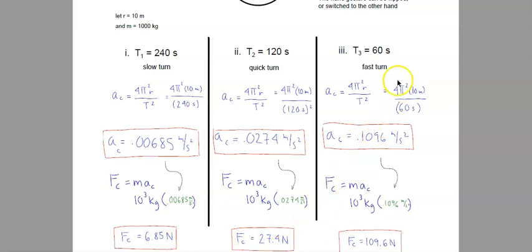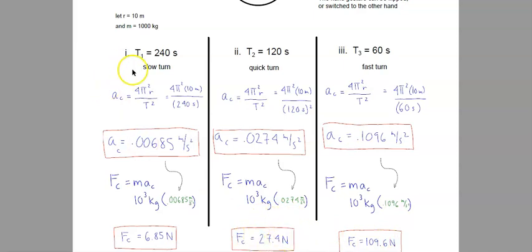And finally, let's take a much faster turn. It takes only 60 seconds to go around. 60 seconds is half the time of the quick turn of 120 seconds. So the acceleration 4 pi squared r over t squared, 4 pi squared 10 meters. We keep the radius the same in all 3 turns, but we change the time. Now it's over 60 seconds squared. A sub c is 0.1096. Multiply that by the original mass, ma, and you get 109.6 newtons. And you can see that it takes 4 times more force to hold it into the circle than it did when it was a little slower.